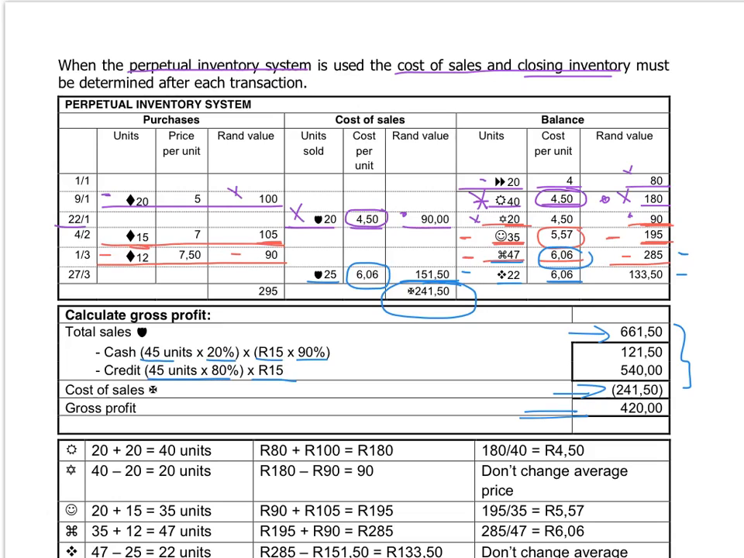Now, if you look at the previous example where we did it according to the periodic inventory system, exactly the same information, and we do it according to the perpetual system, you will see that the gross profit is not the same as it is in the periodic system, because in the periodic system you don't work out a weighted average price every time when a transaction takes place. We only do it at the end of the year. In the perpetual system, we will work out a weighted average price every time, and that's why they don't give us the same results.